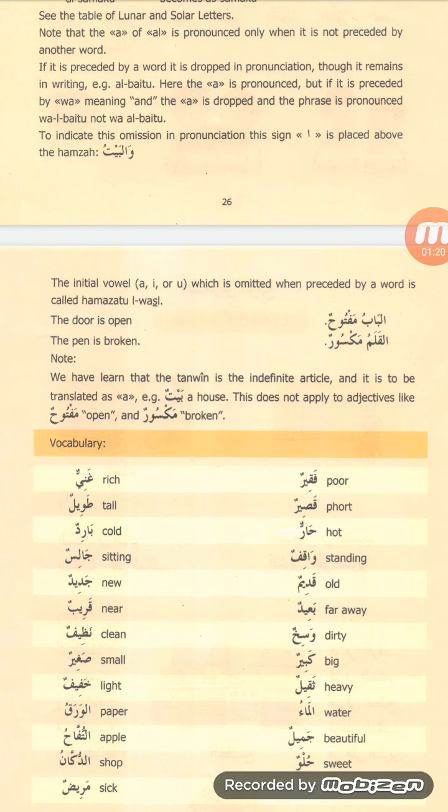Okay. But do we pronounce the alif? Do we say al-baytu? Yes, if there is no letter present before the alif. But if there is a letter, for example wa, then we will say wal baytu, then we will not pronounce the alif. So the alif is pronounced only if there is no harf letter present before it.